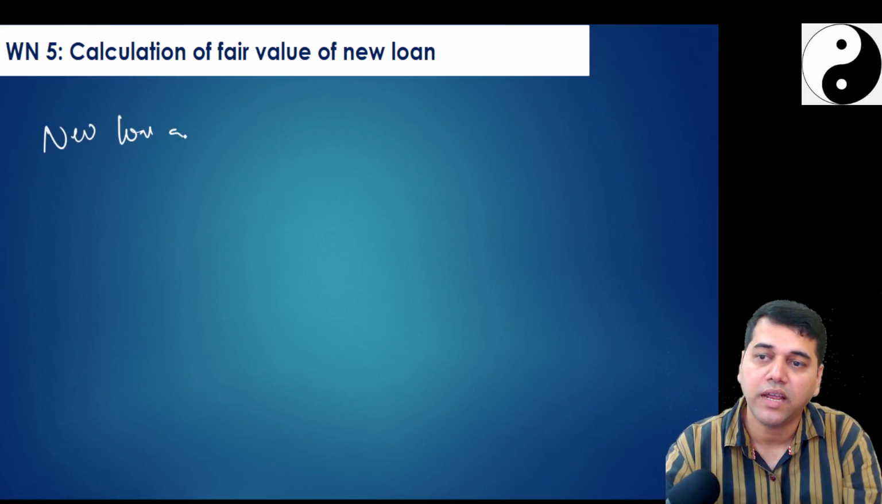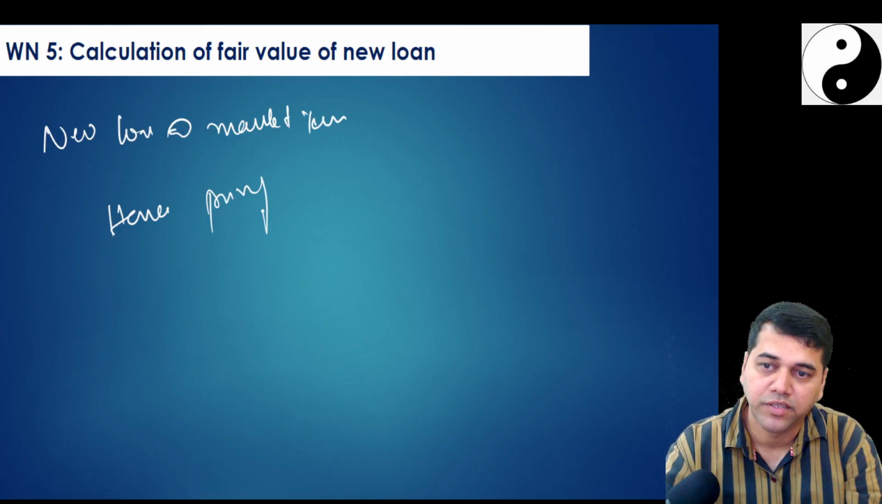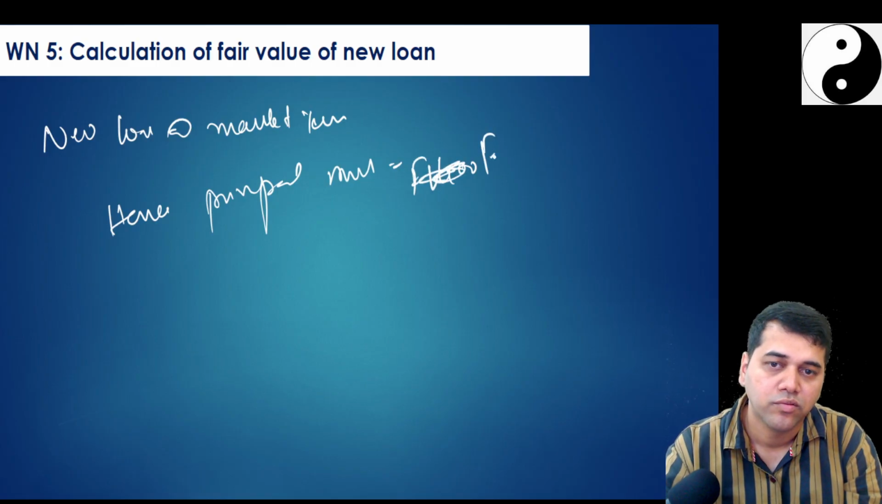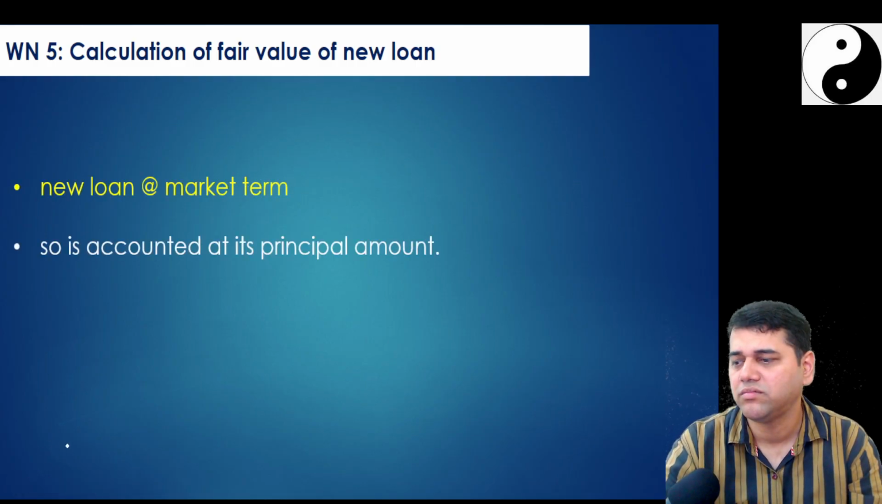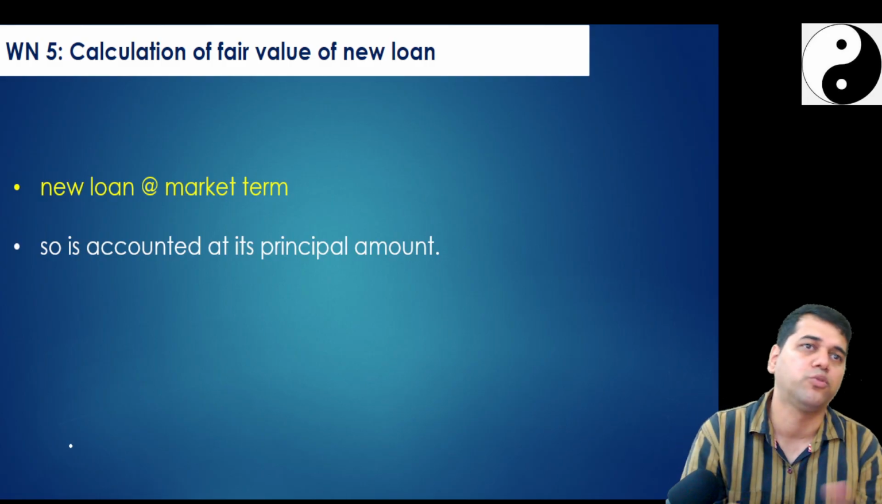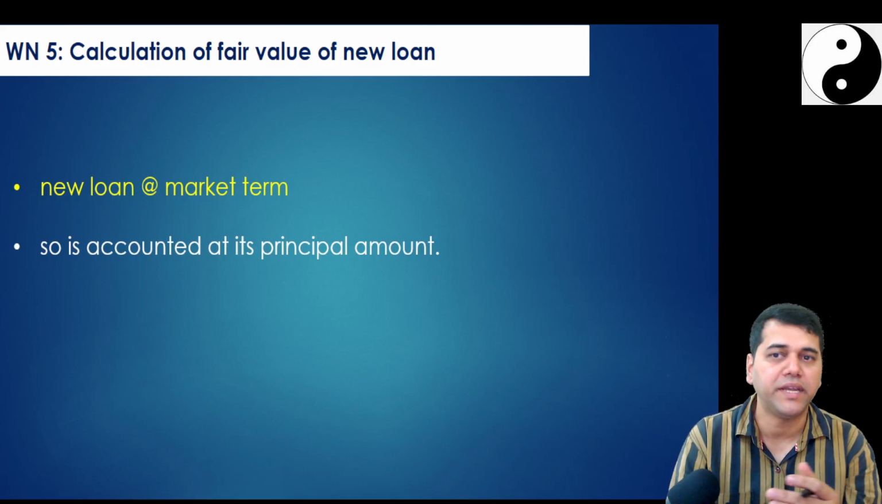New loan at market term. Hence, principal amount is equal to fair value, which is 40,000. What is the fair value? 40,000 is the fair value. You can take a risk here and not mention it, but you should know that I'm maintaining a format here so that you don't miss that.